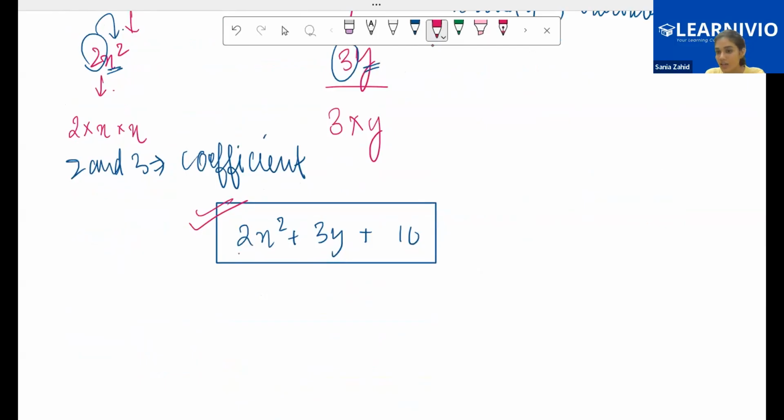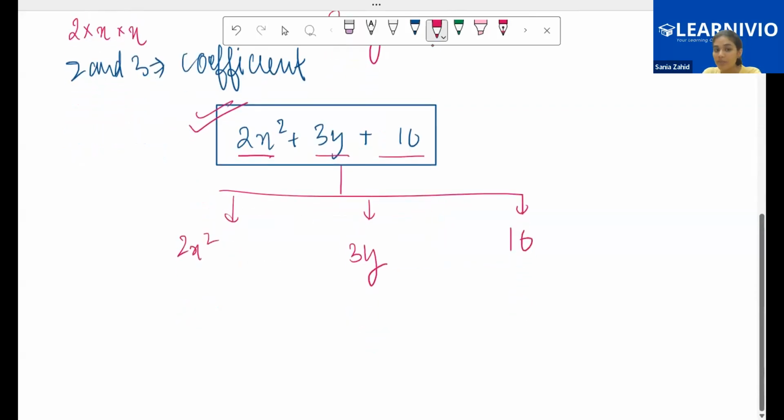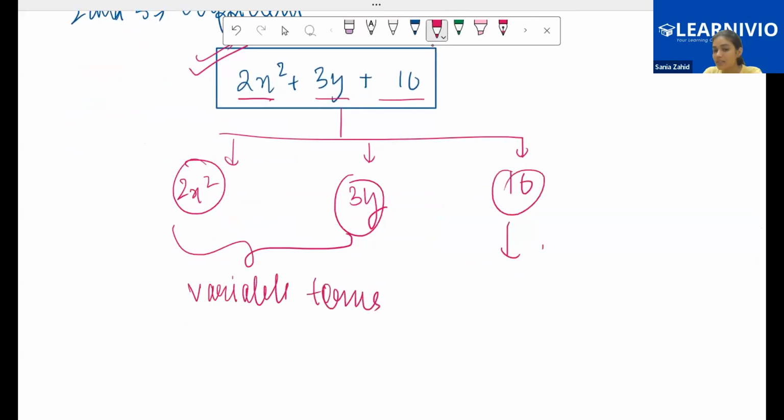So how many terms are there in this? 1, 2, and 3. So now you have 3 terms. What are these 3 terms? You have 2x square, then you have 3y, and then you have 10. Now, this 2x square and 3y are known as variable terms. And what is this 10 known as? 10 is known as a constant term.